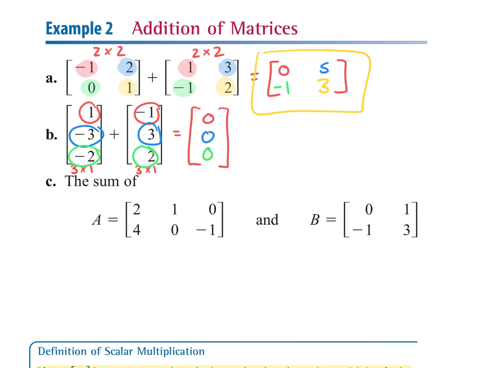All right, for C, can I add A and B together? No. What are the dimensions of A? A 2 by 3, because it has 2 rows, 3 columns. What are the dimensions of B? A 2 by 2. Since the dimensions are not the same, we cannot add them. So not possible.